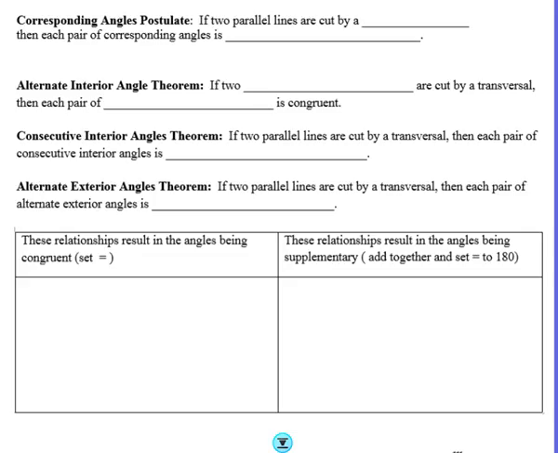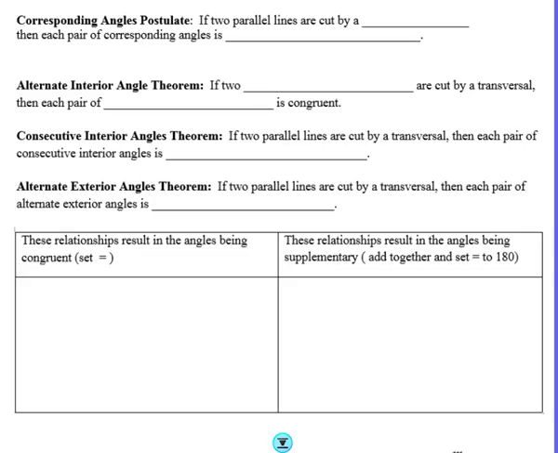Alright, so now we're going to look at what are known as the sort of the angle relationship postulates and theorems. There are 4 of them that you need to know. A postulate or a theorem are just things that have been proven mathematically that we're allowed to use in classes. Theorems have been proven. Postulates have not been proven. So it's just something that's sort of mathematically accepted.